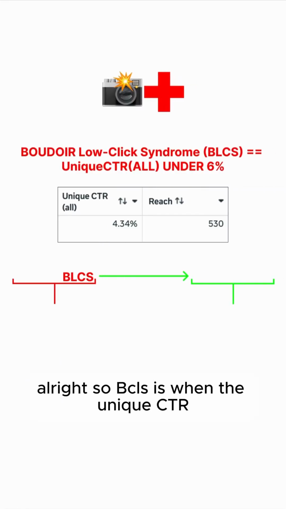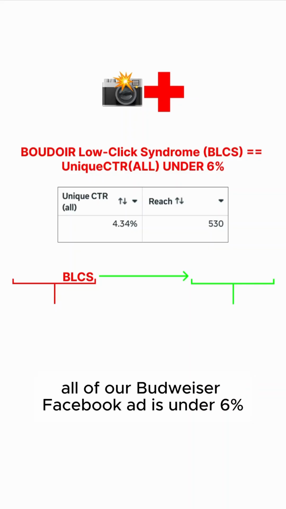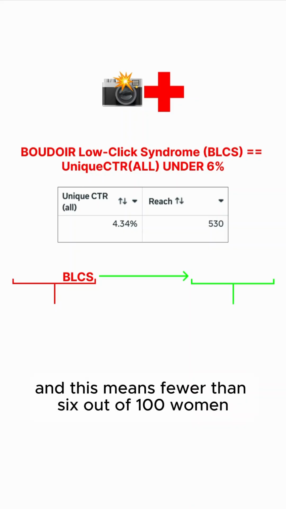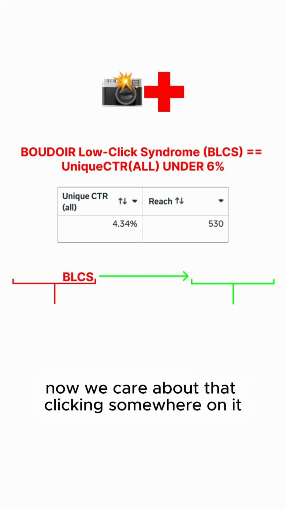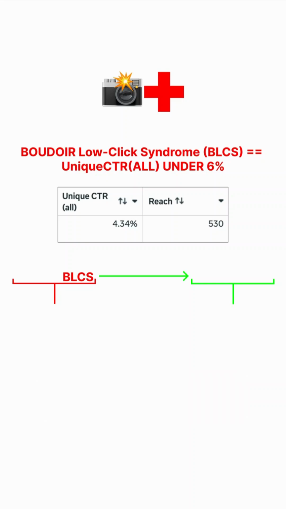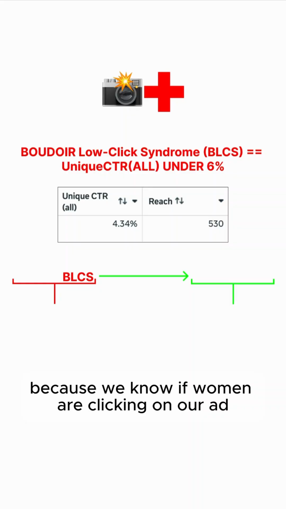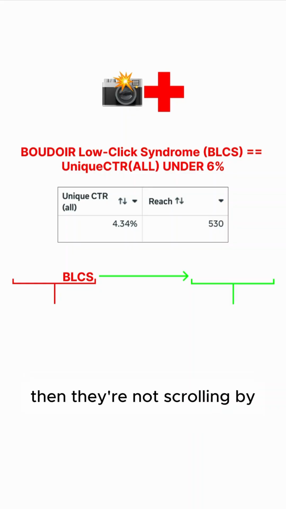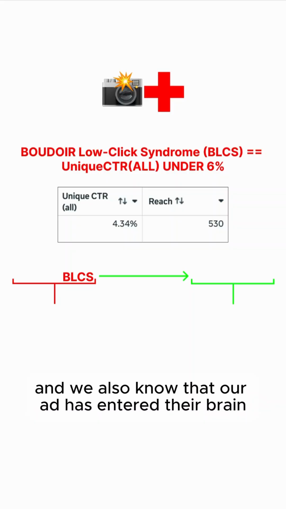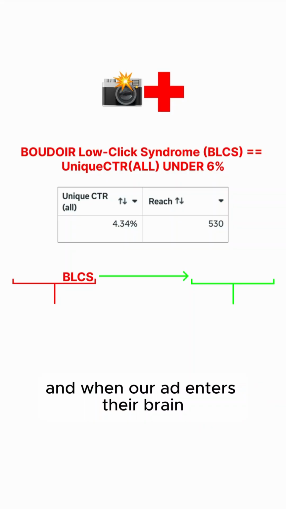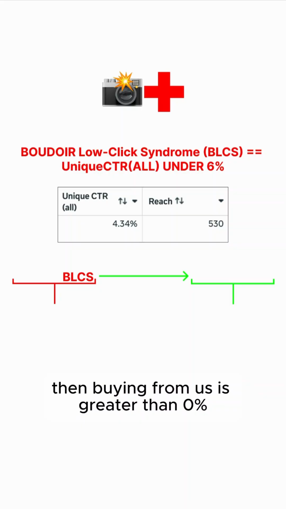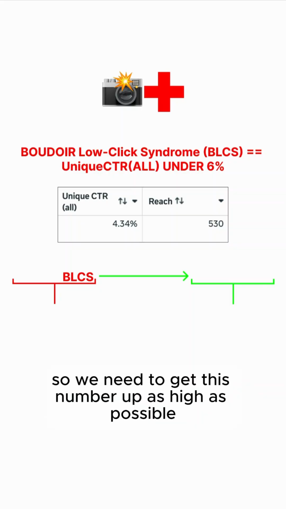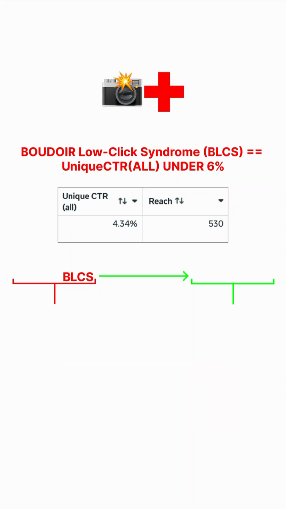BLCS is when the unique CTR all of our Boudoir Facebook ad is under 6%. And this means fewer than 6 out of 100 women are clicking on our Boudoir Facebook ad. And we care about that, clicking somewhere on it. Now we care about this because we know if women are clicking on our ad, then they're not scrolling by. And we also know that our ad has entered their brain. And when our ad enters their brain, that is the only chance that them buying from us is greater than 0%.